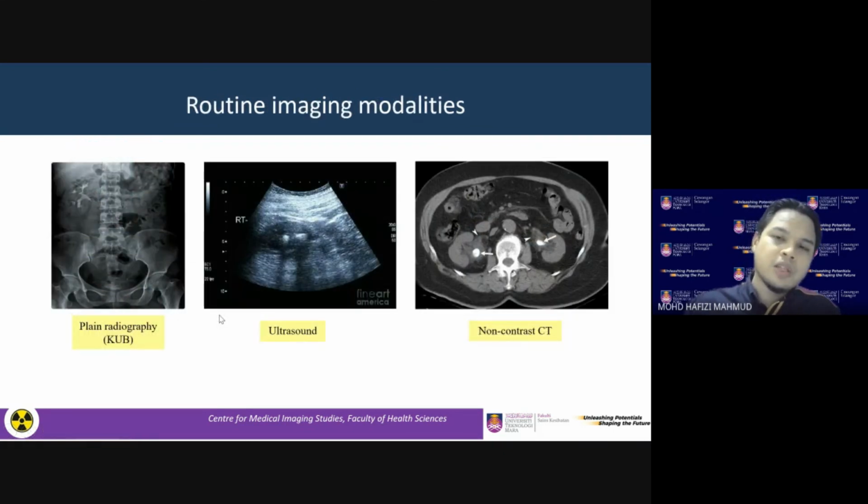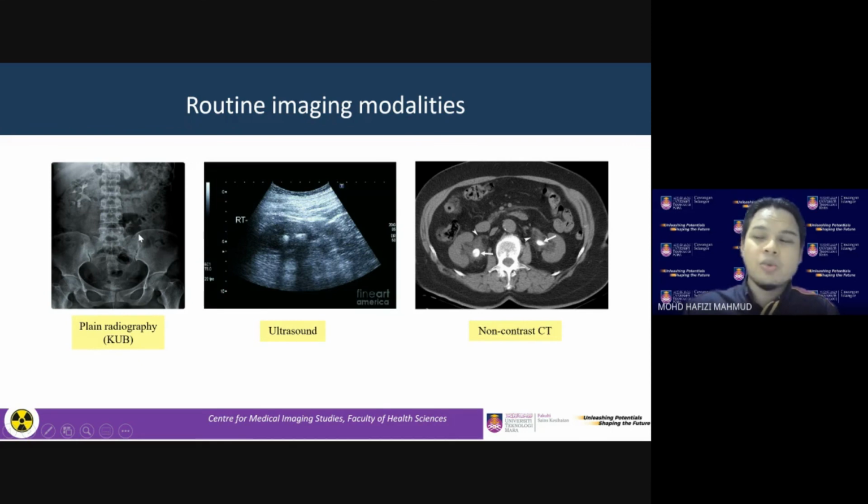Okay, these are some of the routine imaging modalities to assess kidney stones. Basically, we have plain radiography, which is known as KUB. This is the baseline of the assessment. KUB: kidney, ureter, bladder. It has the disadvantage of very low resolution.